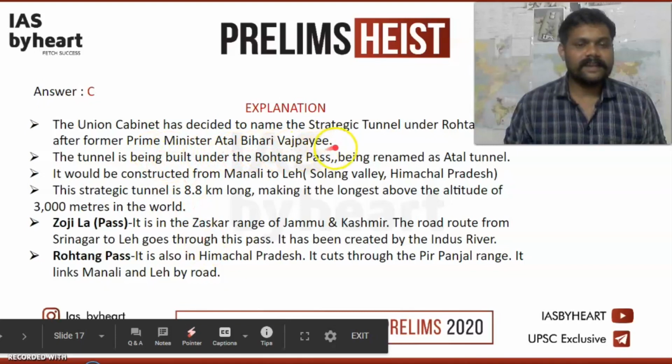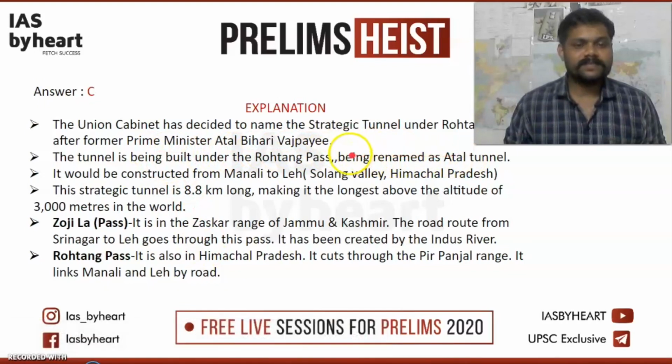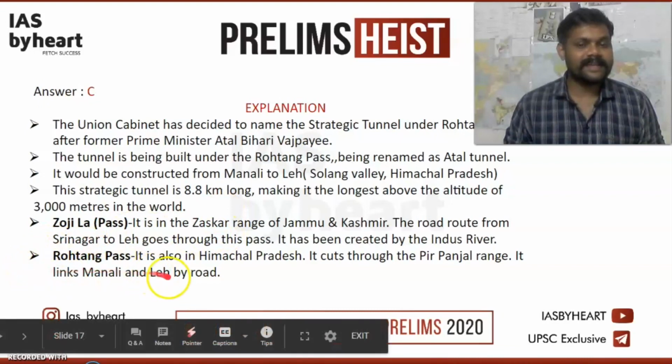See, this is a tunnel called Atal Tunnel, which was built under the Rohtang Pass. It would be constructed from Manali to Leh. This Atal Tunnel is an 8.8 kilometer long strategic tunnel, and moreover it's the longest above the altitude of 3000 meters in the world. This Rohtang Pass is located in Himachal Pradesh. It cuts through the Pir Panjal range. It links the Manali and Leh road.